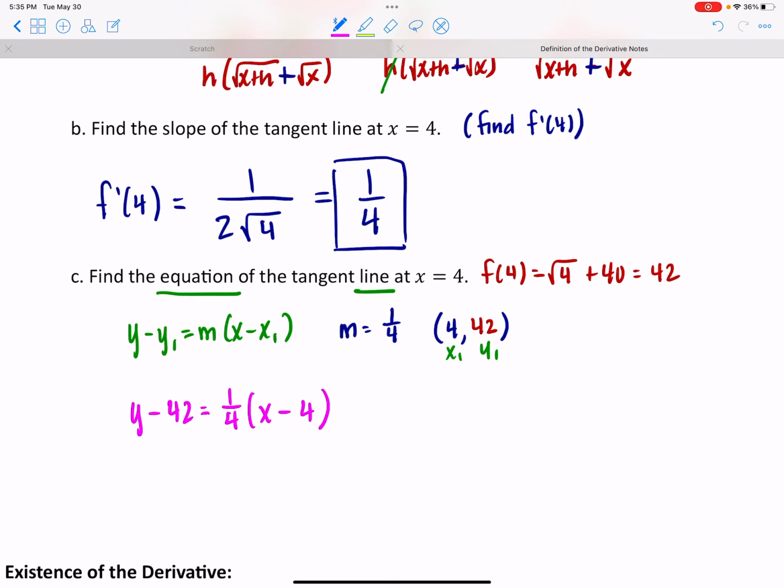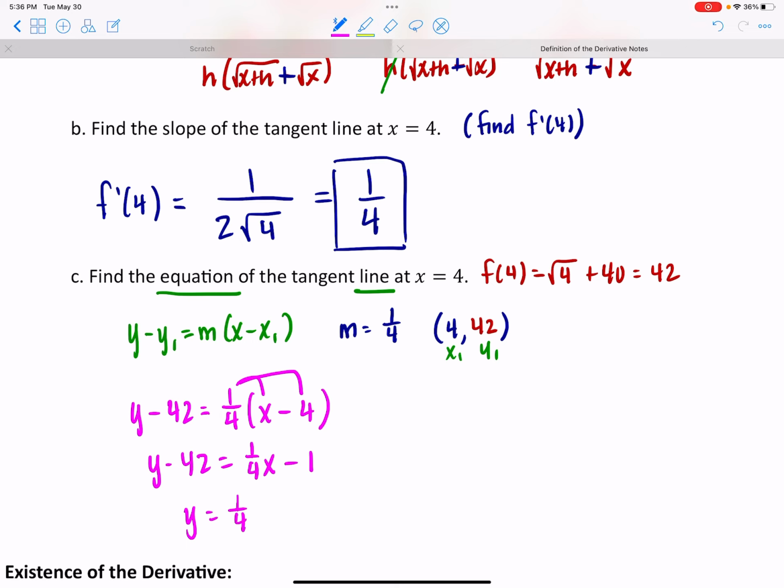And we could leave it in this form. This would be totally fine. But I prefer slope-intercept form, and I think that's generally the preferred form of a linear equation. So I'm going to simplify this. y minus 42 is going to equal 1/4 x. And then 1/4 times -4 is -1. And now I'm going to add that 42 over.